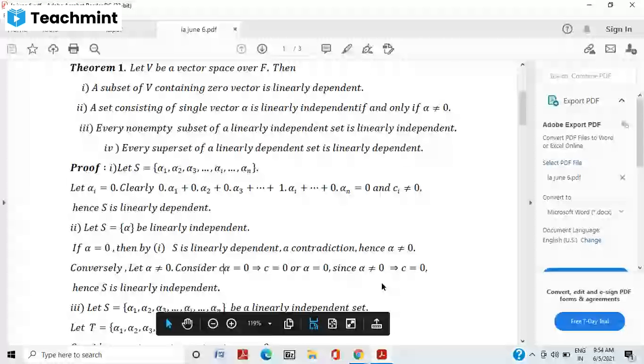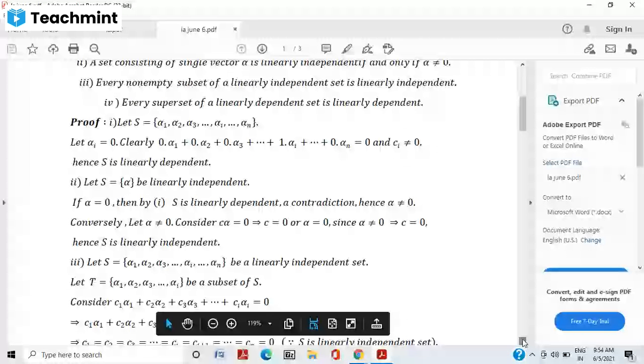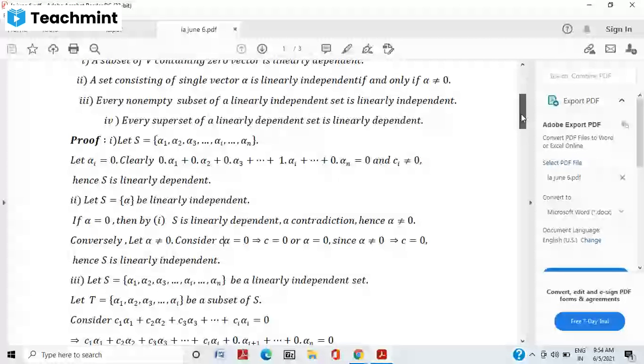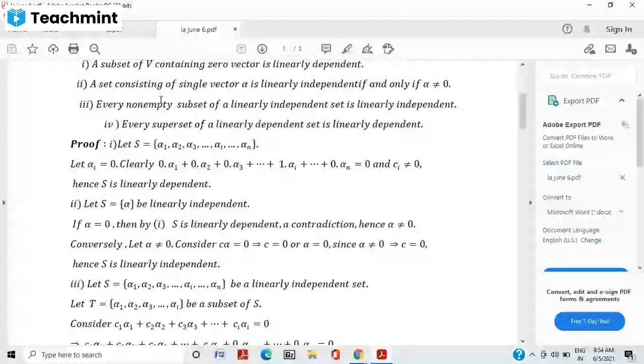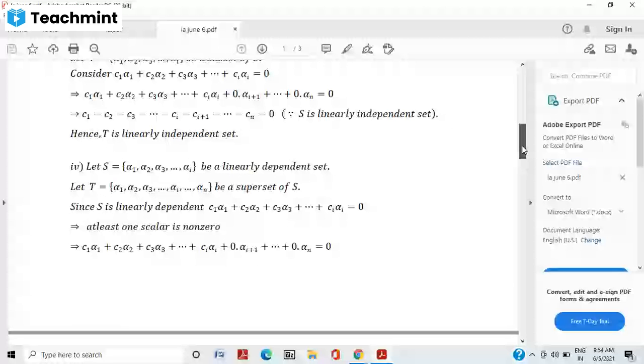Next we will move on to the next one. Third one, what should we prove? The third one is: every non-empty subset of an independent set is independent. We should take some independent set.